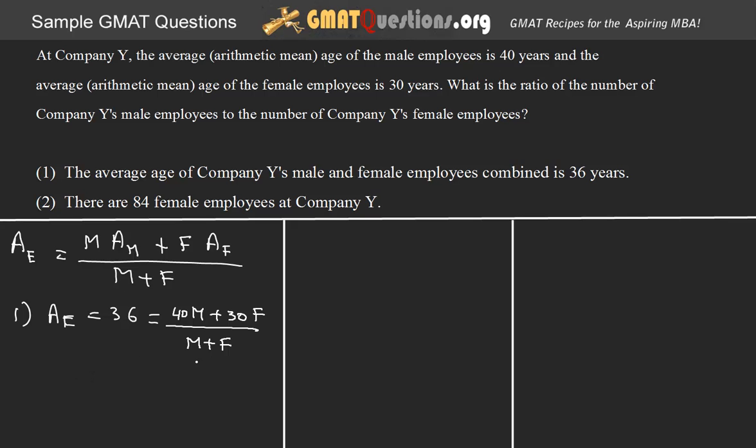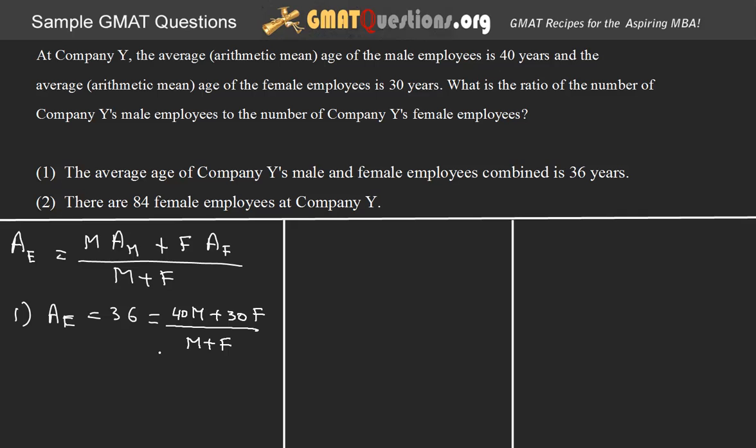So we have this equation. For those of you who are familiar with this type of equation, you can tell we're going to be able to isolate the ratio m over f. So if you're good at that, you can stop here and realize that number one is going to be enough. For those who are not convinced, let me show you how we can isolate m over f.